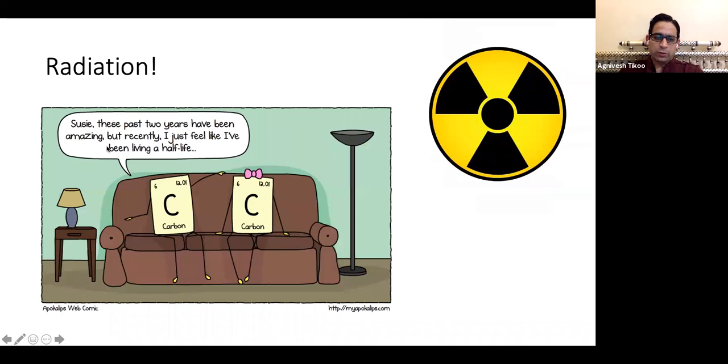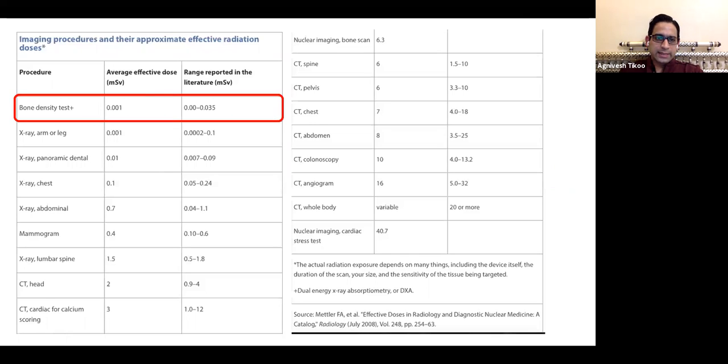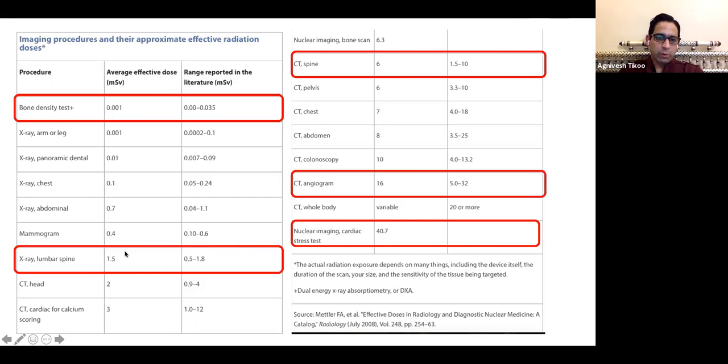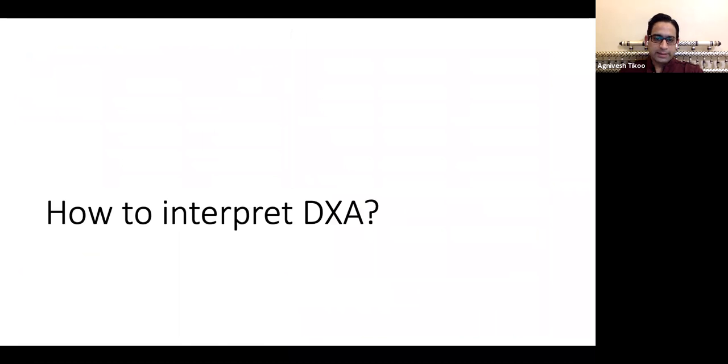The question people may ask you is, if you are getting a bone density done, how much radiation will it give? So the radiation of bone density is much less. This millisievert is the unit in which radiation is calculated. The bone density test has 0.001. An X-ray of the lumbar spine is 1.5, more than 1,500 times. CT spine is 6 millisieverts, CT angiogram 16, and nuclear imaging like PET CT is 40 millisieverts. So you can see that bone density is much less radiation than even a simple X-ray.